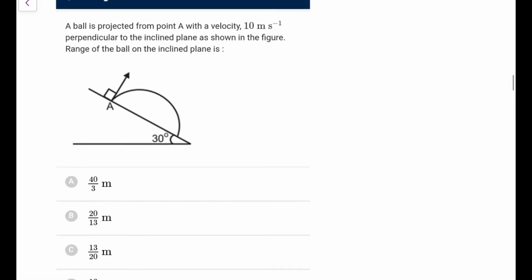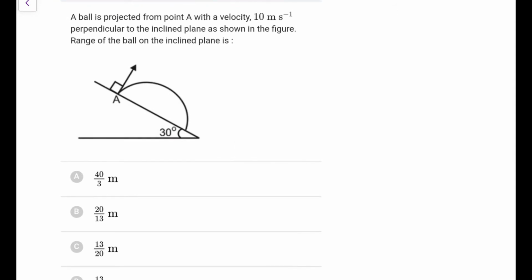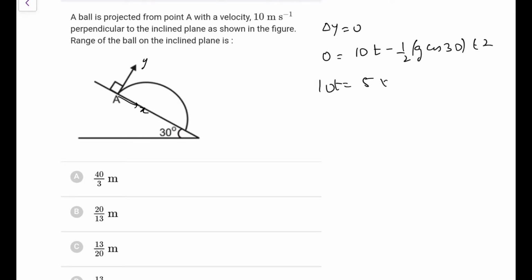Next, a ball is projected from point A with a velocity 10 meter per second normal to the inclined plane as shown in the figure. The range of the ball on the inclined plane will be? Just take this as the y-axis and this as the x-axis. First of all, I can calculate the time of flight. So delta y I have to make 0. So 0 is equal to initial velocity in y, that is 10t, minus half acceleration component, which would be g cos 30, into t square. So 10t is equal to 5 cos 30, root 3 by 2, t square. So t directly I can make out as 20 by 5 root 3, or 4 by root 3 seconds.